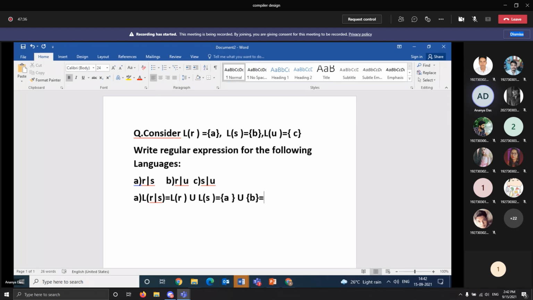मतलब एनी स्ट्रिंग which consists of a single occurrence of A or B. So this is the answer. So similar fashion, these two also you will do. R और U है मतलब A और C से बनेगा, S और U है मतलब B और C से बनेगा string. So likewise, you will be asked to create the languages who follow these regular expressions. Okay.